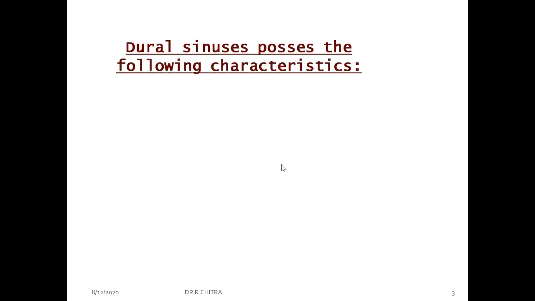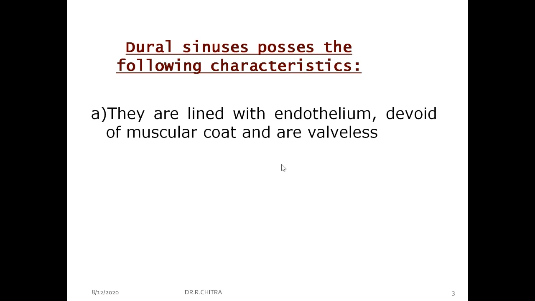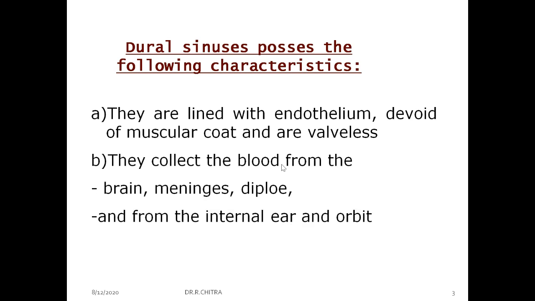What are the characteristics of the dural venous sinuses? How do they differ from the other veins? We will see the following characteristics. They are lined with endothelium like the vascular system, but they are devoid of muscular coat and they are valveless. They collect the blood from the brain, meninges, diploe, and from the internal ear and the orbit.